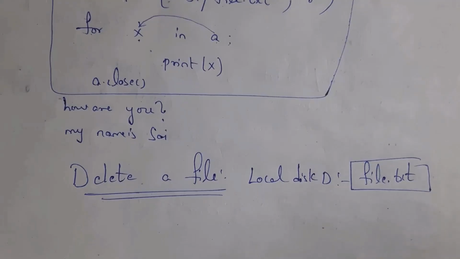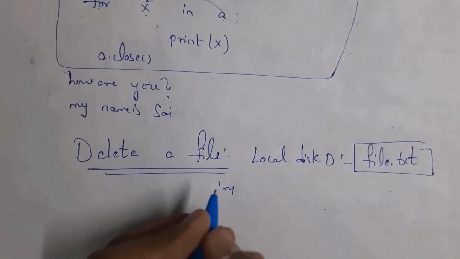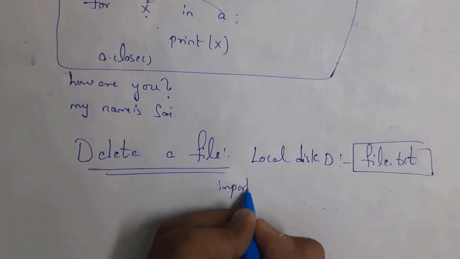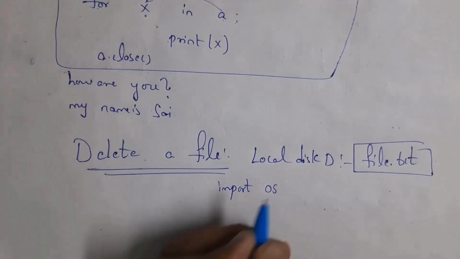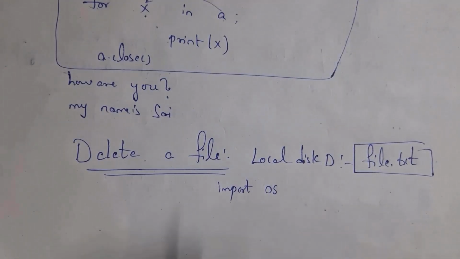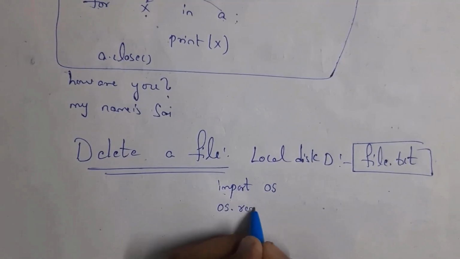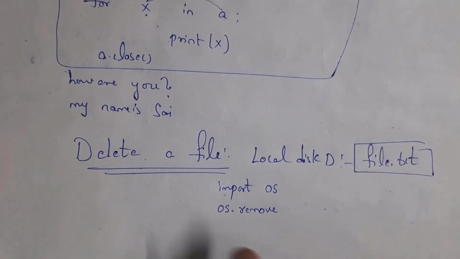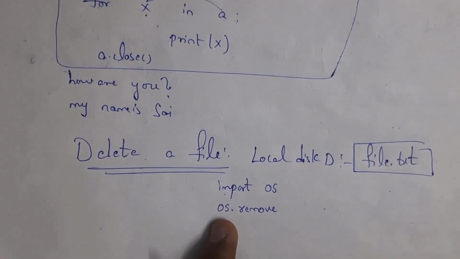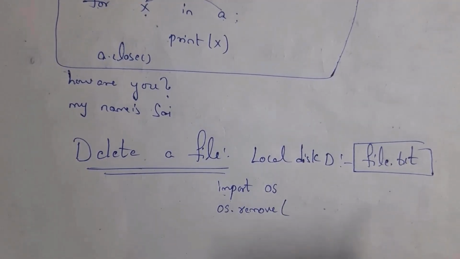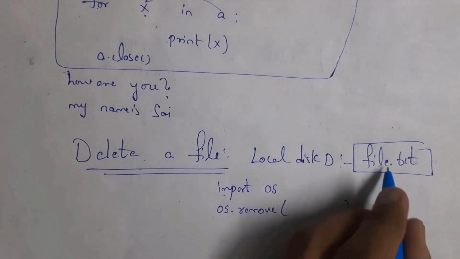In order to delete any file, at first you need to import the OS module. By using the import keyword, you can import any module. This is the program. At first write import os, where OS stands for operating system. This is the module. Next write os, which is the module name, dot remove. By using the remove function, you can remove any file. So just write os.remove. Inside brackets, you need to write the file name.